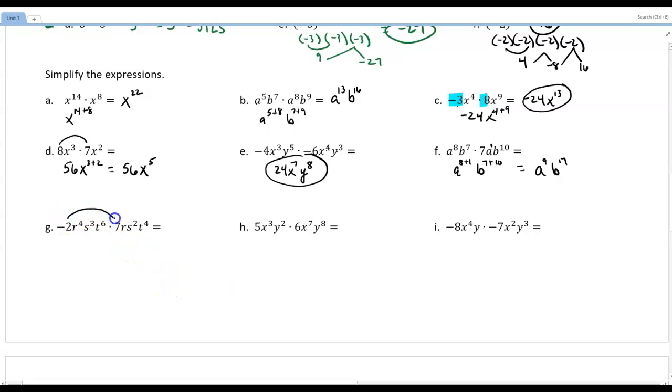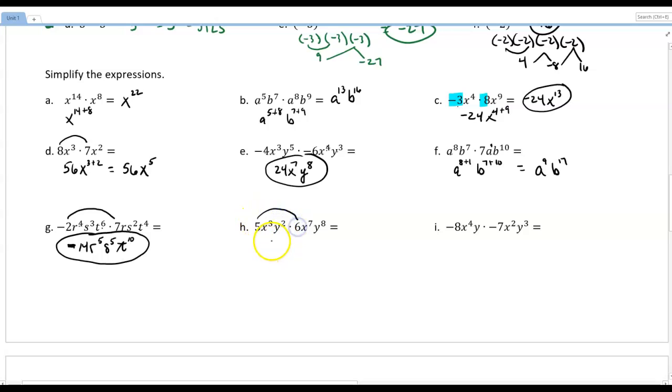Then, negative 2 times 7 would give me negative 14. R to the 4th times r would give me r to the 5th. S to the 3rd times s to the 2nd would be s to the 5th. And then t to the 6th times t to the 4th, 6 plus 4 would give me t to the 10th. And I am done.